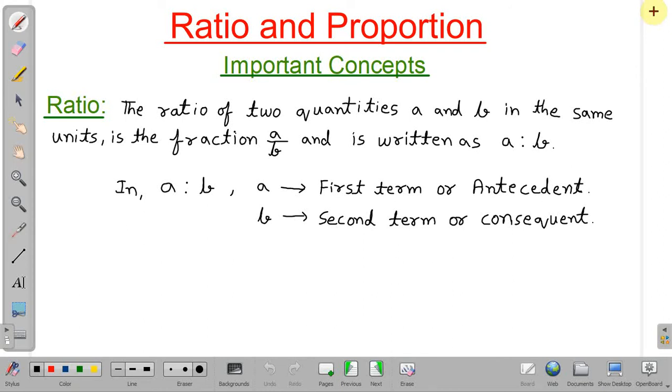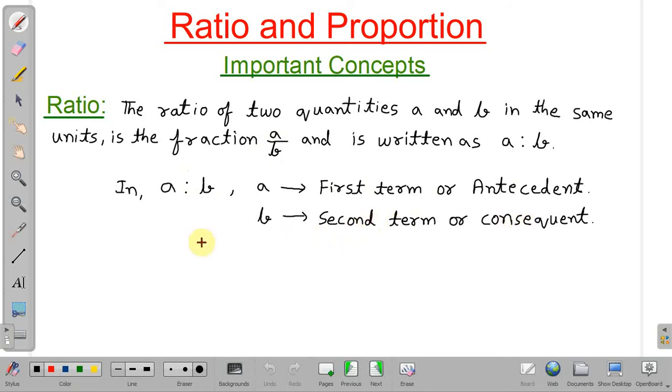See, the ratio of two quantities A and B, if these are in the same units, is the same as the fraction A by B, and it is written as A ratio B. That is, this symbol is the colon symbol. So the ratio of A and B is A ratio B, and it is the same as the fraction A by B. In A ratio B, A is called the first term or antecedent. Similarly, B, or the denominator of this fraction, is called the consequent or second term.